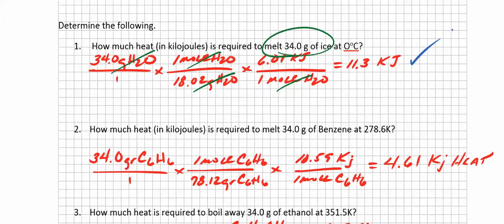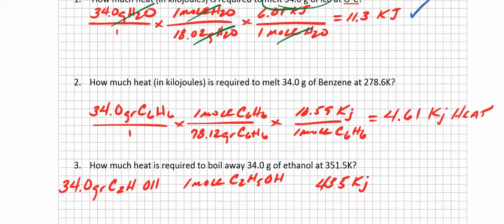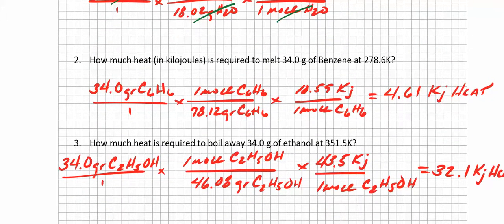Let's go on to number 2. Number 2 says how much heat in kilojoules is required to melt 34 grams of benzene at 278.6 degrees Kelvin. Now, notice that we've switched to a different substance. This time it is benzene, so we're going to have to pay attention to that when we're looking at our data. So here we go. What we've got is 34.0 grams of C6H6 over 1 times the molecular weight of benzene, given at 78.12 grams per mole. That allows me to cancel here and here, and I'm left with moles of benzene.